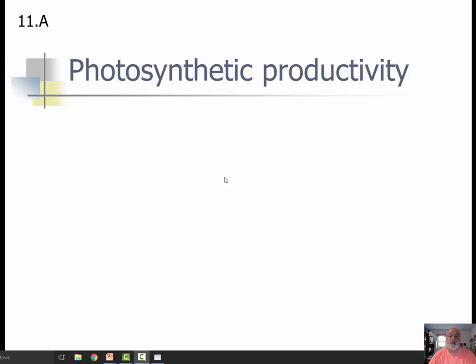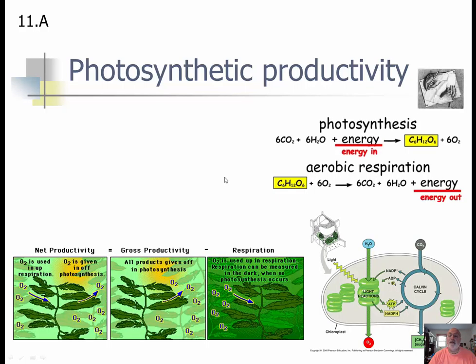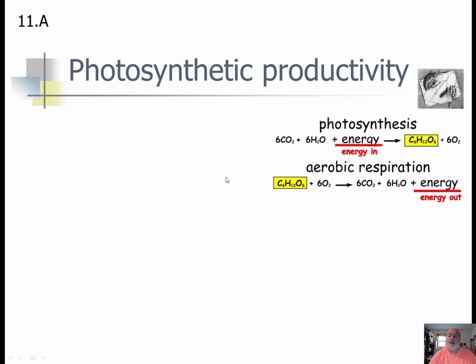11A, photosynthetic productivity. First thing I'd like you to do is to draw this photosynthesis equation and aerobic respiration equation, understanding that the reactants of one are the products of the other, and the products of this first one are the reactants of the second one.